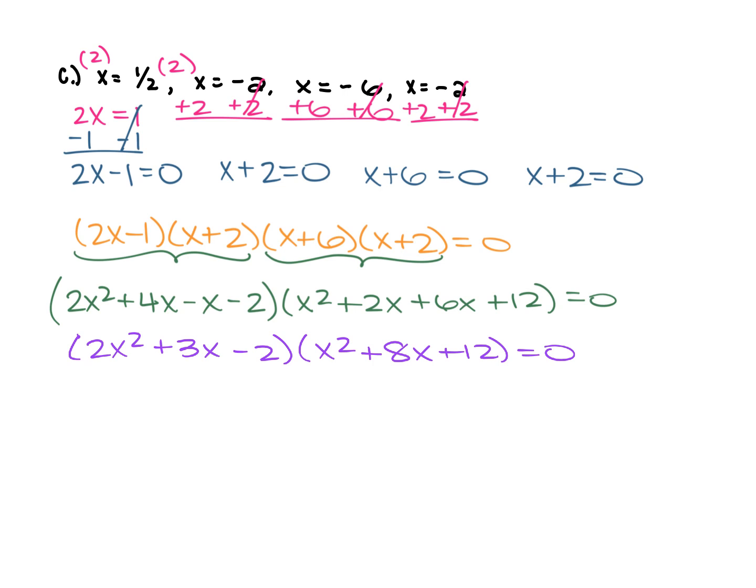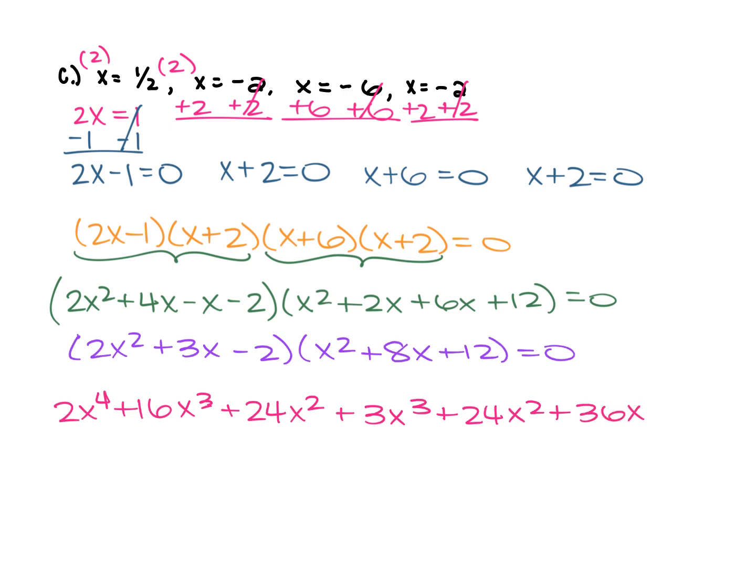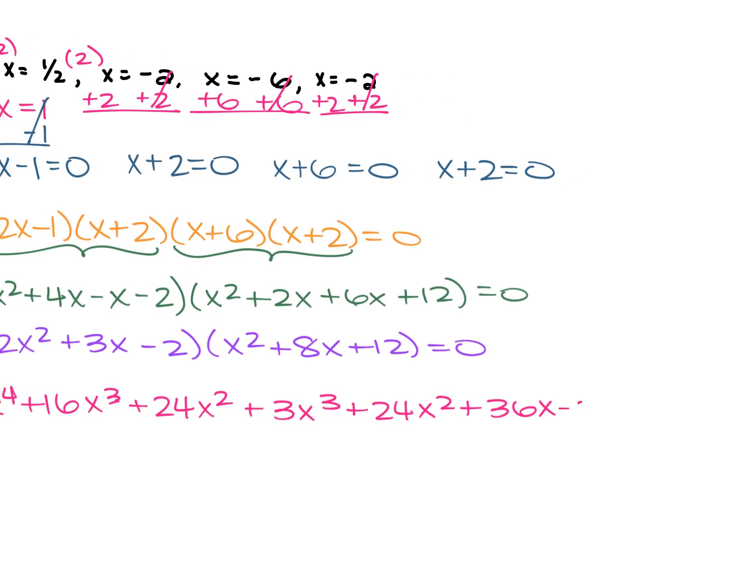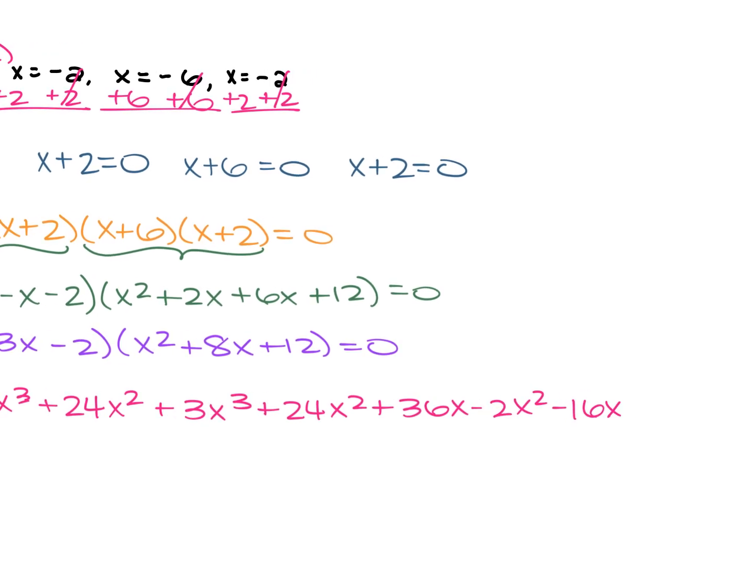Starting with distributing the 2x squared into the second set of parentheses, we have 2x to the fourth power plus 16x cubed plus 24x squared. Then with the 3x into the second set of parentheses, it gives us 3x cubed plus 24x squared plus 36x. Then with the negative 2 in, we have negative 2x squared minus 16x minus 24 is equal to 0.